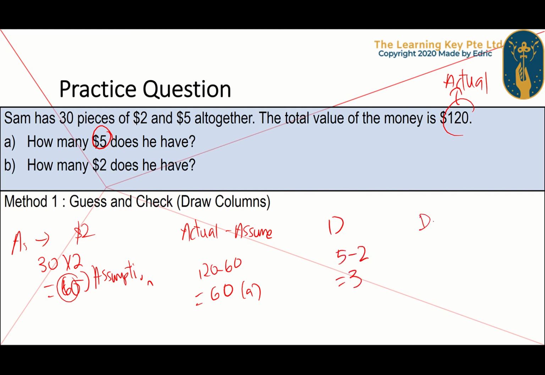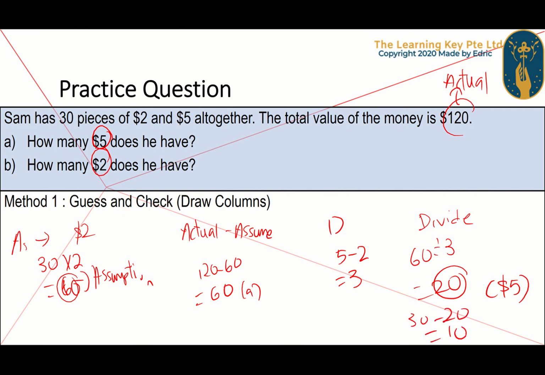Then divide. 60 divided by 3 equals to 20. So this is how many $5 notes she has, okay? And then how many $2 notes does he have? 30 minus 20 equals to 10. Okay? So he has 10 $2 notes, okay?